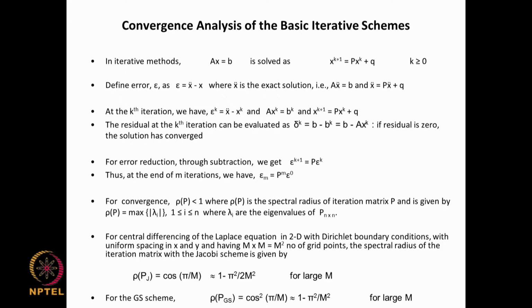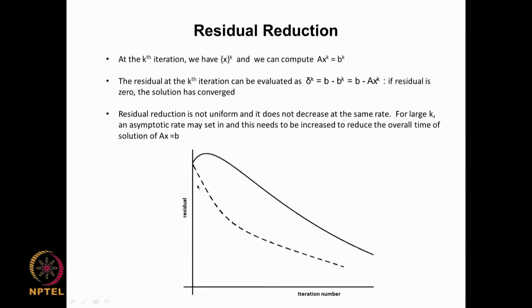Now in this particular case, p is not some simple factor. The residual usually varies in a, it can vary in a monotonic way like this, and in some cases it can even increase and then decrease.